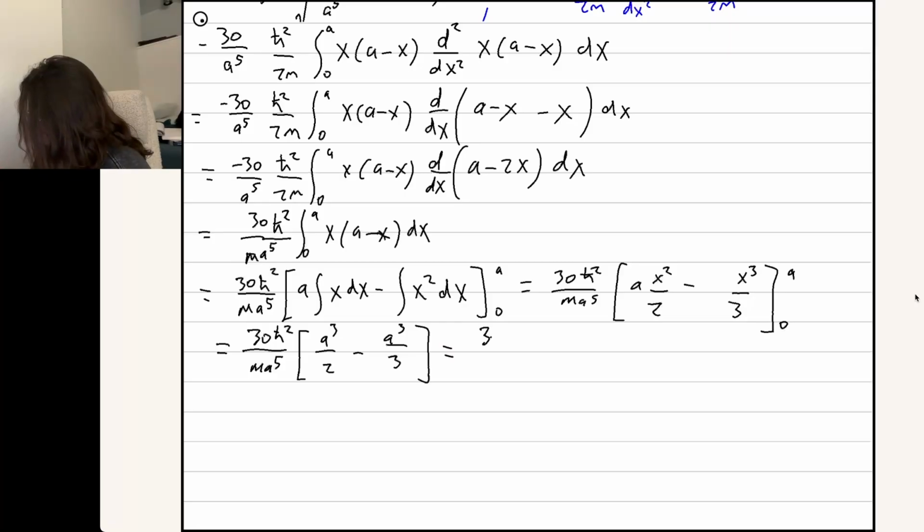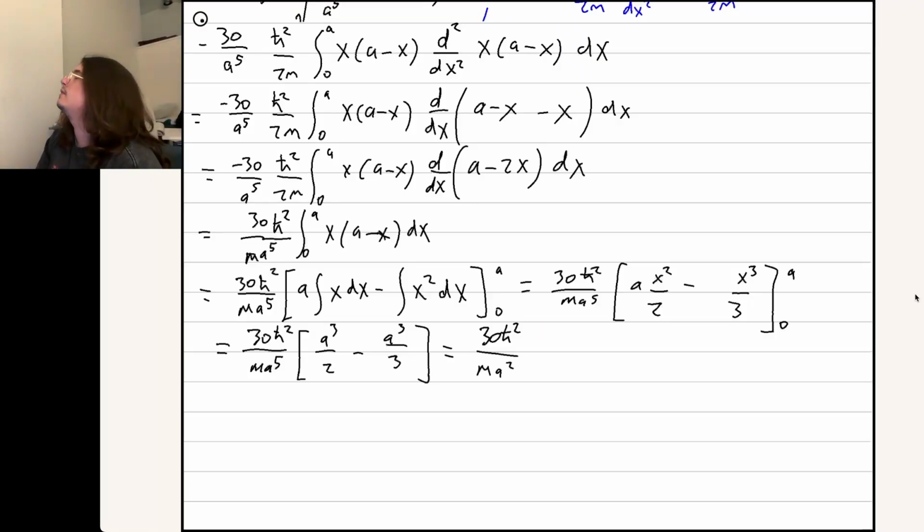Factoring out an a cubed, we'll have m a squared on the bottom. And then it's 1 half minus 1 third. So 3/6 minus 2/6, so 1/6. Yeah, 1/6. Which looks like 5 h bar squared over m a squared. And that is what Griffiths got, so it checks out. Nice.